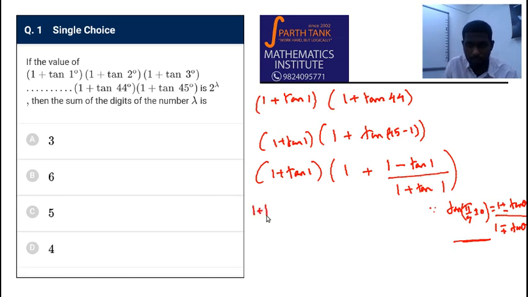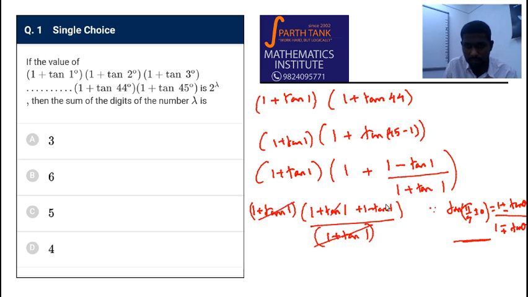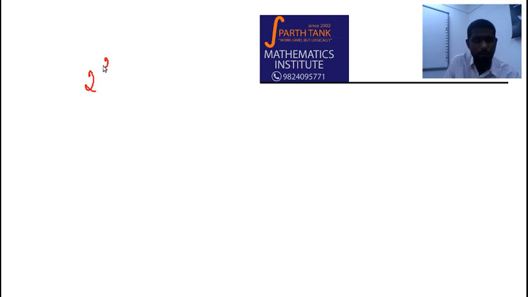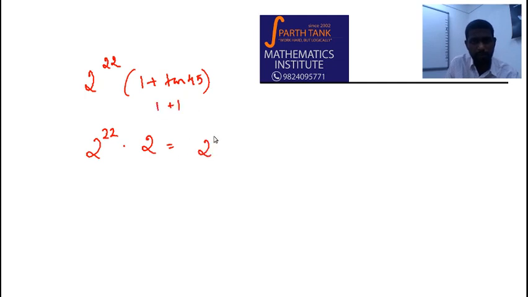So this becomes 1 plus tan 1, and I take the LCM: 1 plus tan 1 plus 1 minus tan 1 upon 1 plus tan 1. Now these two are cancelled, and the tan 1 and tan 1 are also gone, and I get 2. So 1 plus tan 1 times 1 plus tan 44 is 2, and the same thing can be done for tan 2 and tan 43, then 3 and 42, and so on up to 22 and 23. That is, you will have 22 pairs of 2. So 2 raised to 22, and then finally you have the last term, 1 plus tan 45. Now tan 45 is 1, so it is 1 plus 1, which is 2. Therefore it is 2 raised to 23.